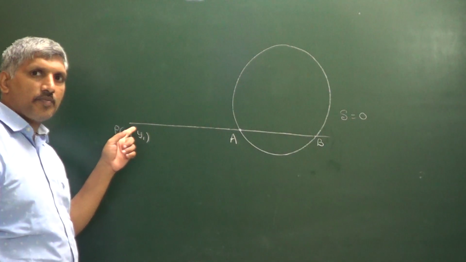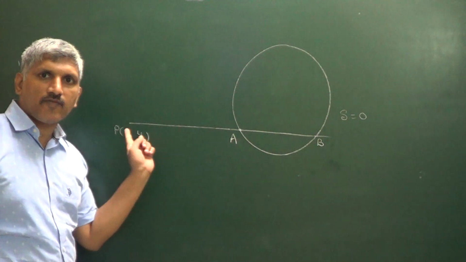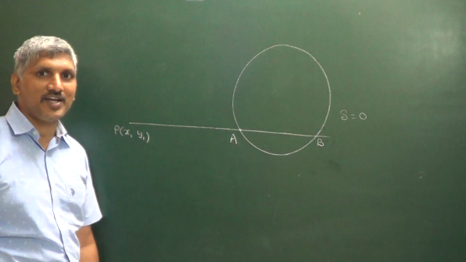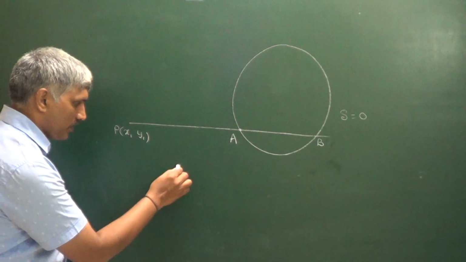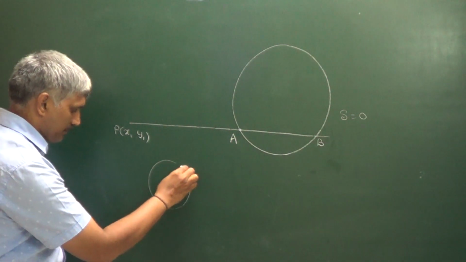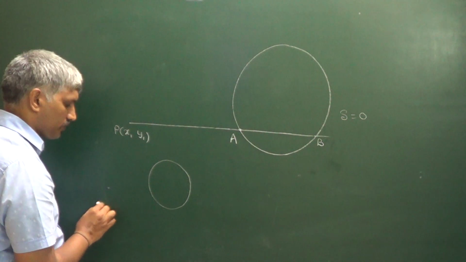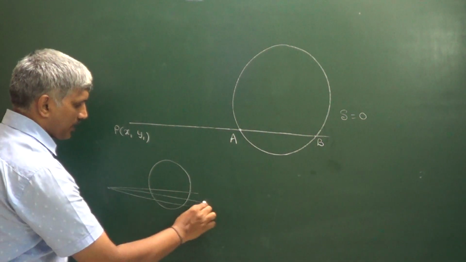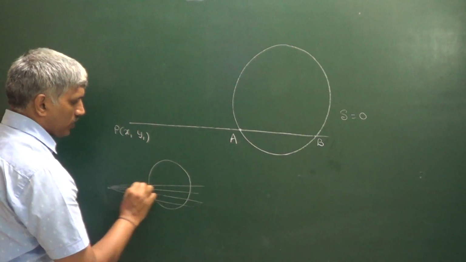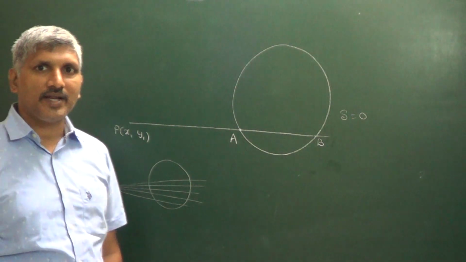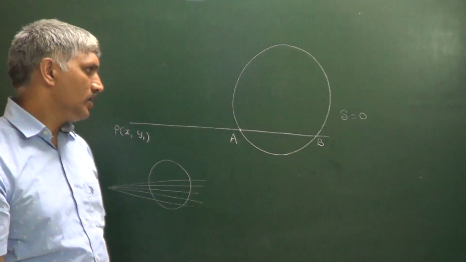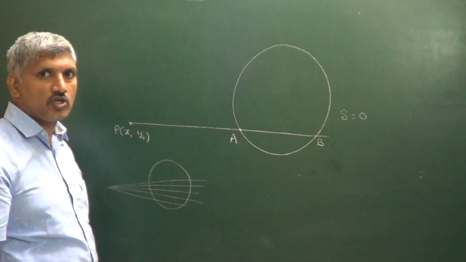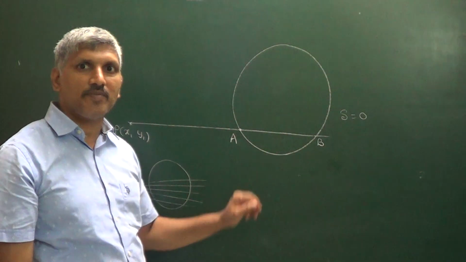Through this point P, how many such lines can we draw? Infinite number of lines we can draw. You can observe this is a circle. Here there is a point P(x1, y1). This is one line, another line, one more line, one more line. Like this we can draw infinite number of secant lines. Through this point P(x1, y1) a secant line is drawn, which meets the circle at A and B.